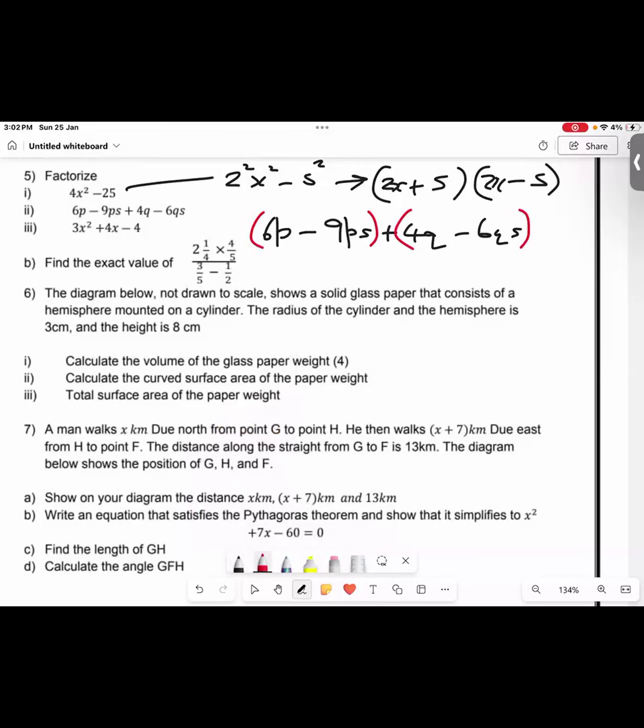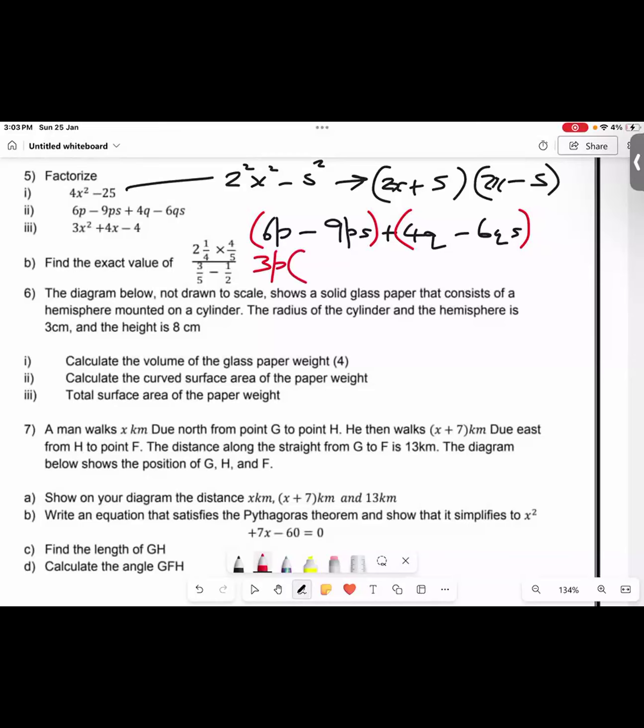Then you're going to go ahead and factorize each of those groups of 2 using the HCF method. Now look at the first pair of red brackets. Do you see a common number? Is there a number you think can go into 6 and into 9? 3. Very good. And is there a letter that's repeating itself? P. Very good. Open the bracket.